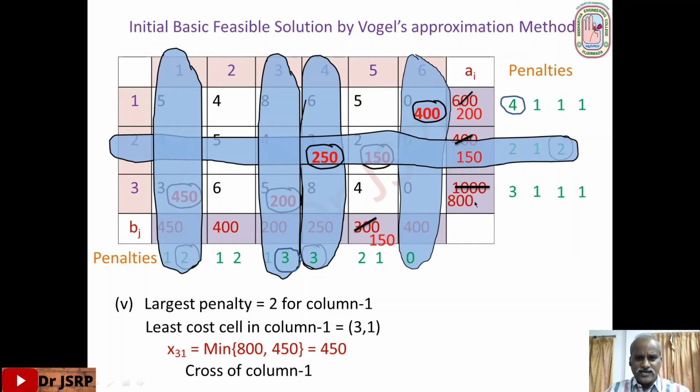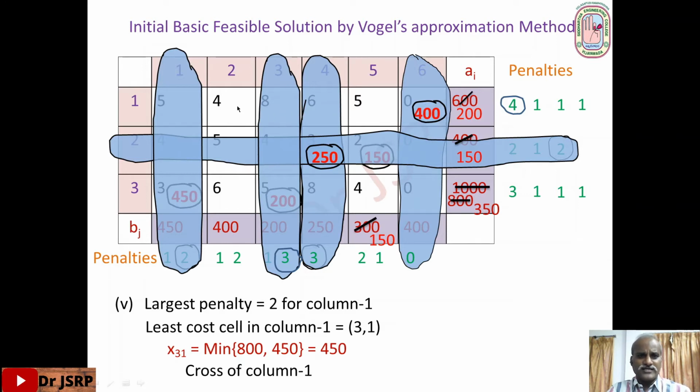At third origin, out of 800 units, 450 units are transported. Remaining available amount 800 minus 450, that is 350. So column constraint is satisfied. So column is eliminated. Now in the next table, in the reduced transportation table, row penalties may change.